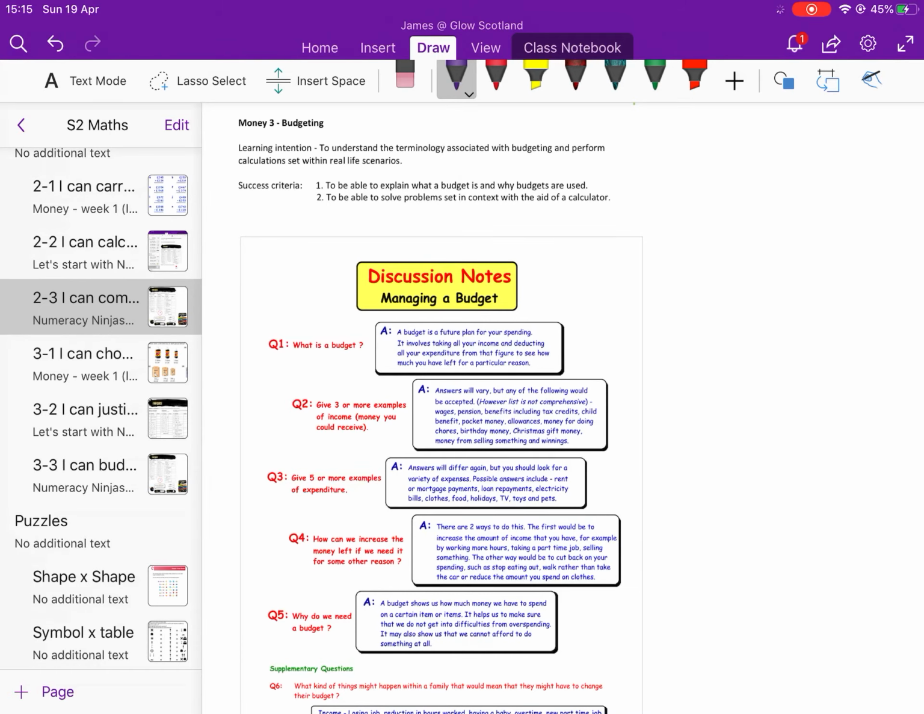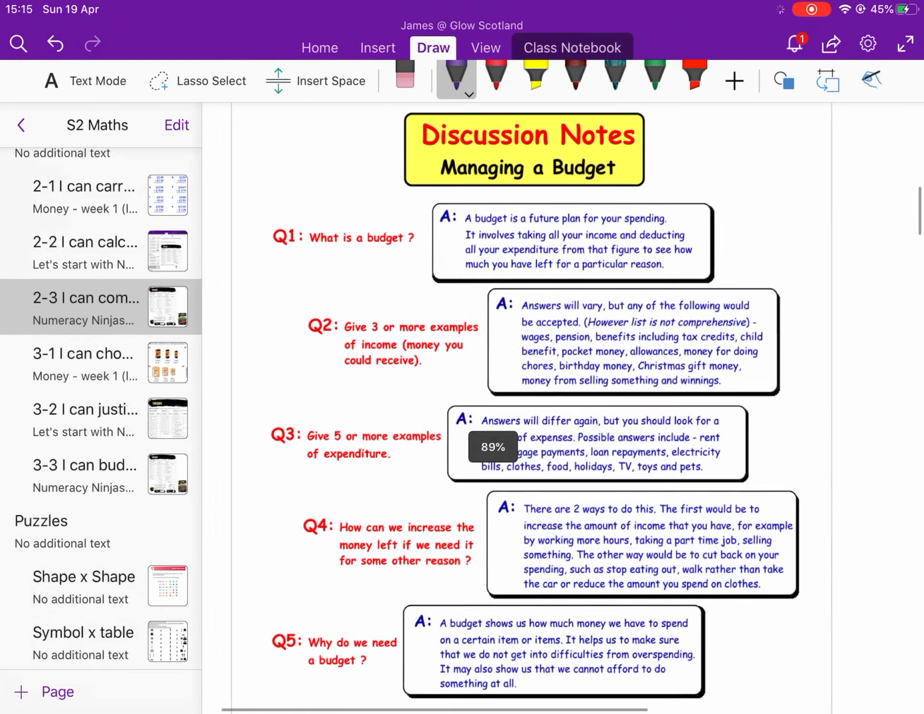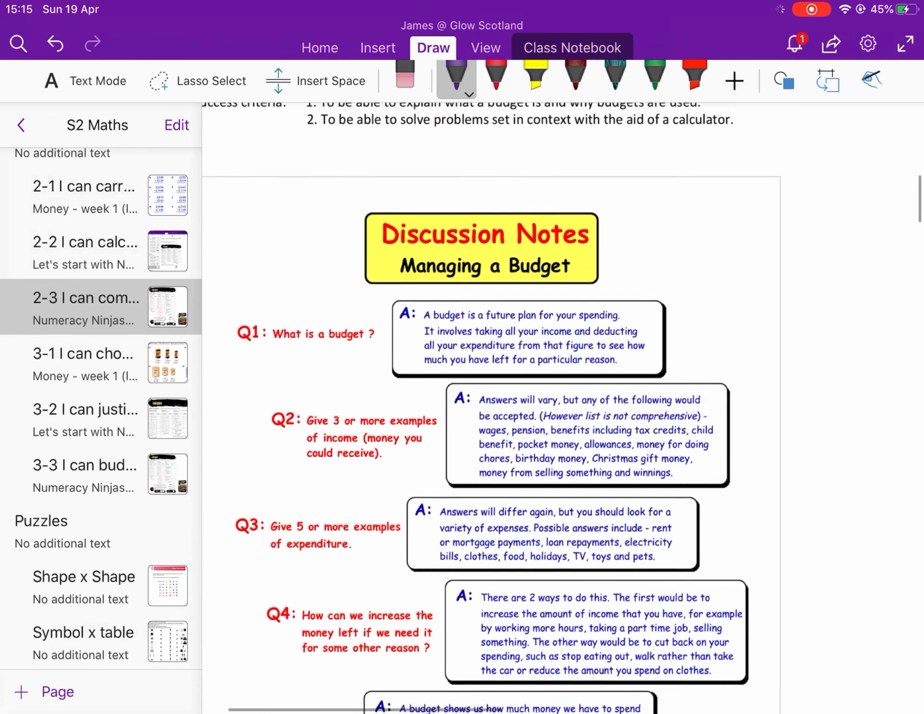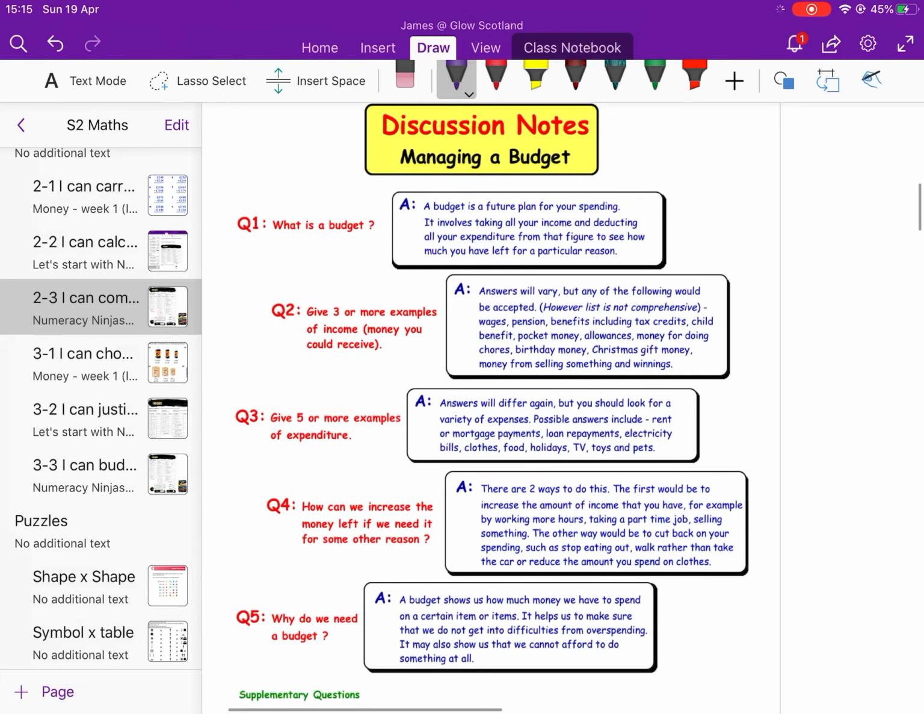To start off with, we've got a few questions which we'll discuss with you. So what is a budget is question 1. A budget is a future plan of your spending. It involves taking all your income and deducting, which is taking away, all your expenditure. So that's what you spend money on. So you take your expenditure away from your income and you see how much you've got left. You might be saving for a particular reason.